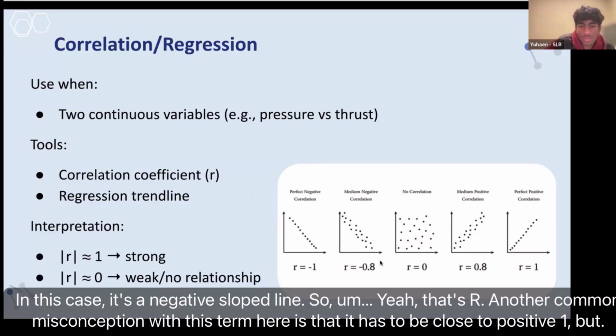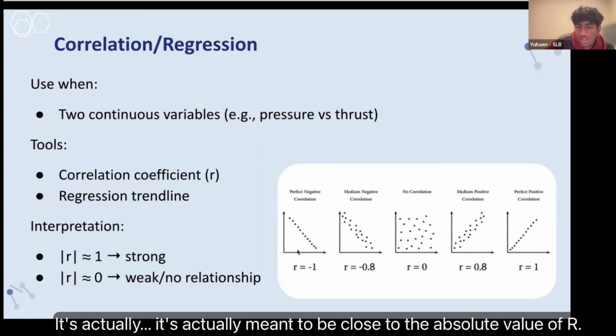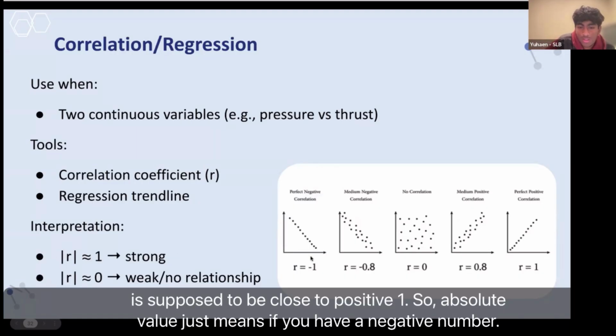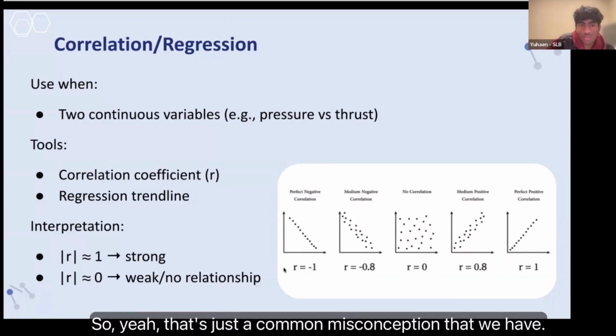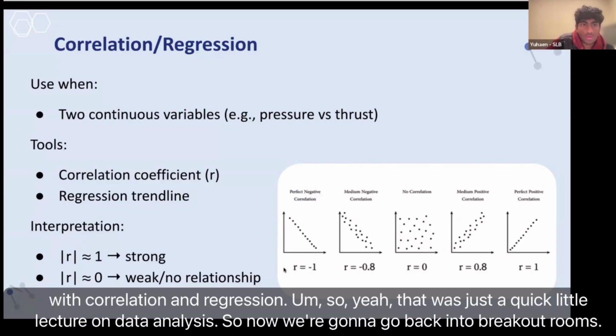Another common misconception with this term is that it has to be close to +1, but actually the absolute value of R is supposed to be close to +1. Absolute value just means that if you have a negative number and you take the absolute value of it, you're removing the negative sign and it becomes positive. You can see here this is also a strong relationship, but it's negative. That's why R is -1. So that's a common misconception with correlation and regression.